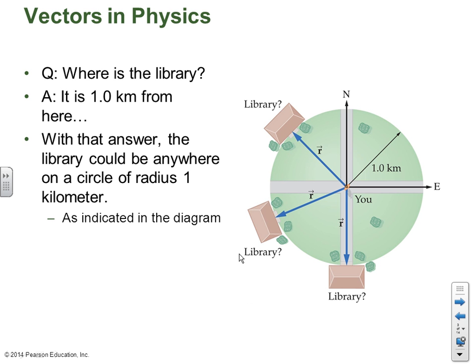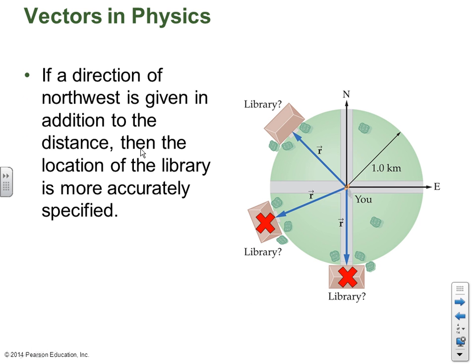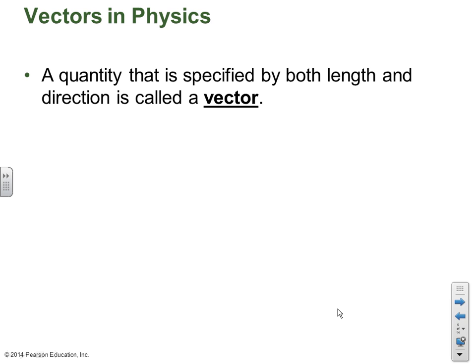Because along the lines of that answer, the library could technically be anywhere on this circle that has a radius of 1 kilometer, because any place on that circle is 1 kilometer from here. But if you add that the library is 1 kilometer northwest of here, that eliminates these possibilities down here and now more accurately describes the location of the library. So representing that value brings us to vectors in 2 dimensions.